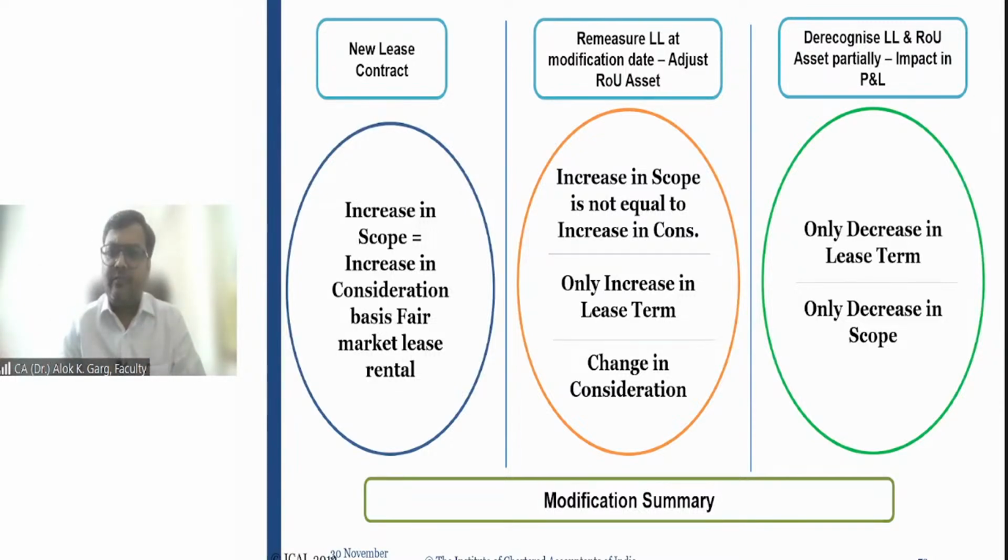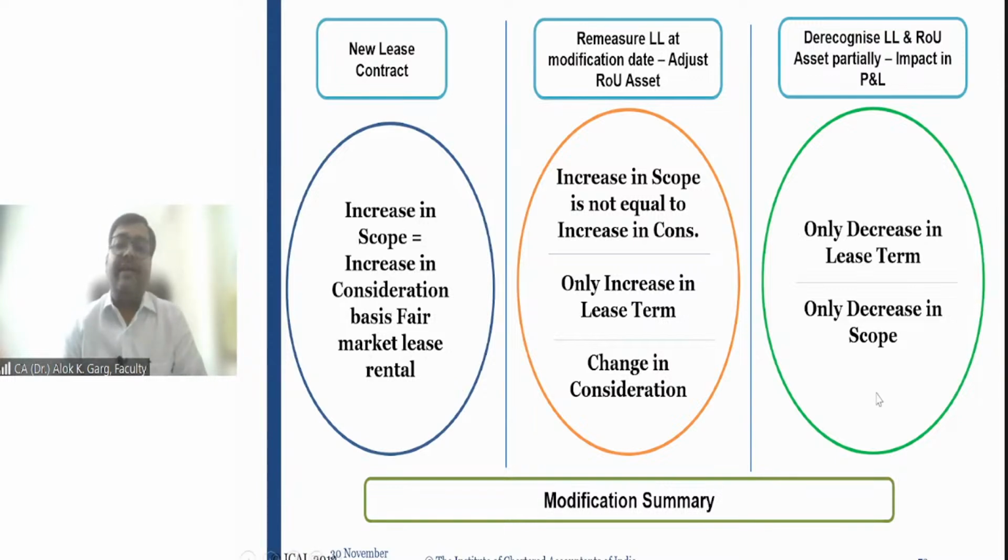But if there is an increase in the scope, but lease rental is not in line with the increase in the scope, there is only an increase in the lease term, nothing else is changing, only lease term is changing. There is only a change in the consideration, nothing else is changing. Then you have to remeasure the lease liability on the date of modification. If lease liability is increasing, you have to increase your right of use asset also, right? If lease liability is decreasing, you have to decrease your right of use asset also. The adjustment has to be made in right of use asset.